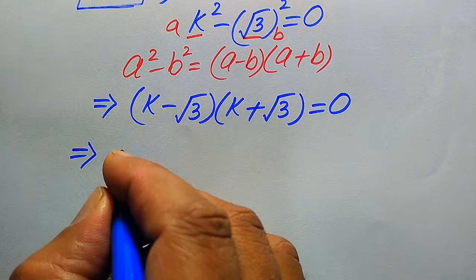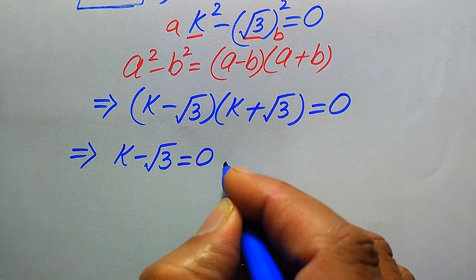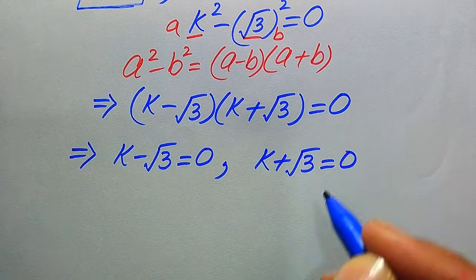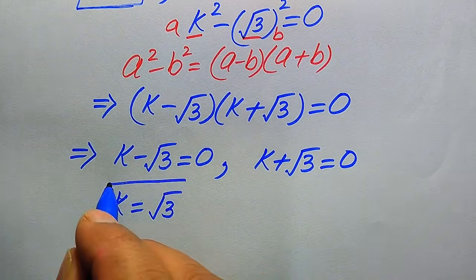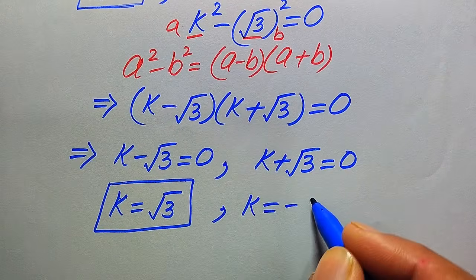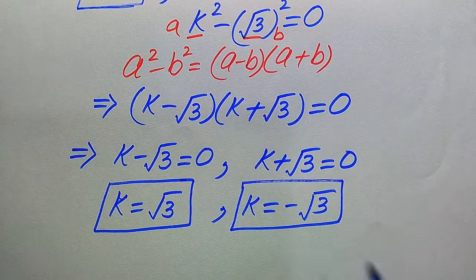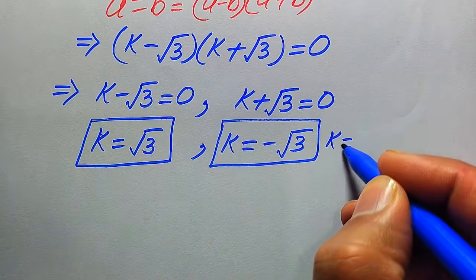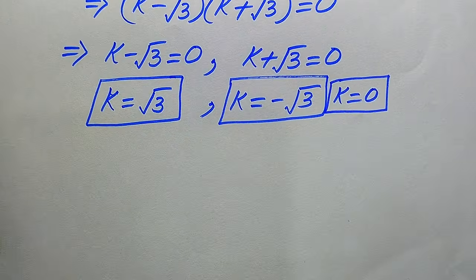Now in the next step we divide this equation into two cases. The first case is k minus square root of 3 equals to 0, and the second case is k plus square root of 3 is equal to 0. From here we easily get the value of k is equal to square root of 3, and from here we get k is equal to minus square root of 3. So these are the two values of k, and the third value of k is equal to 0. So we obtain these three values of k.